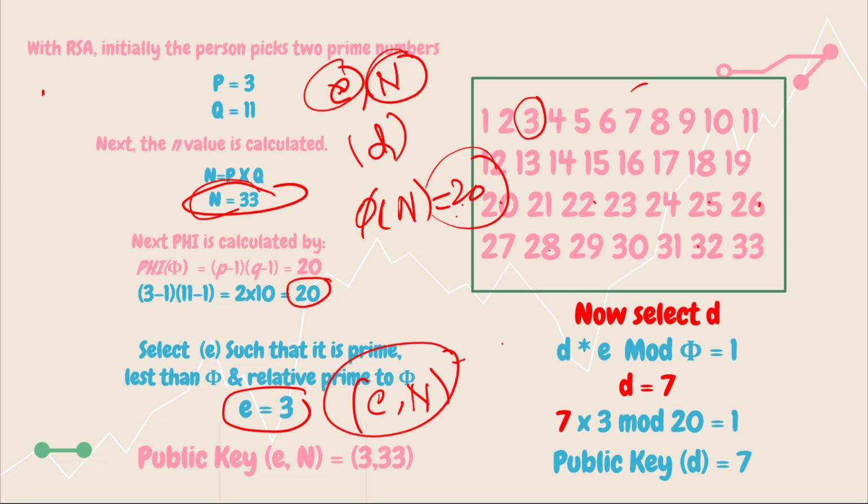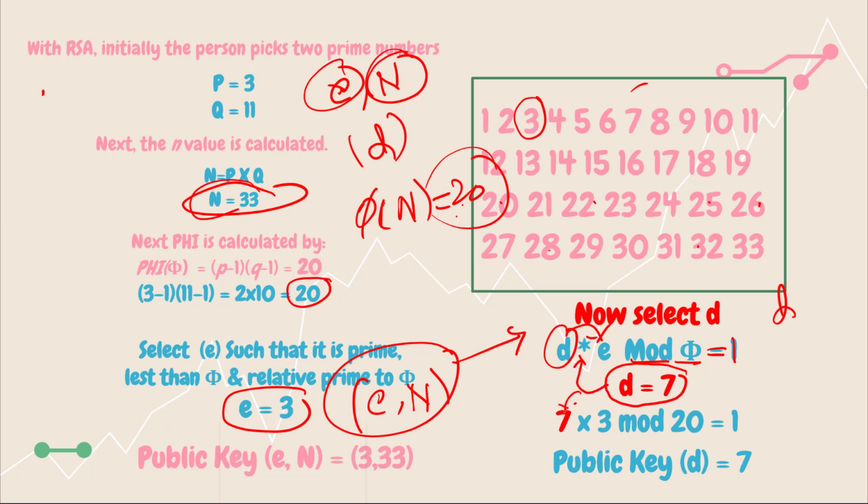Now we need to find our private key. In order to select the private key, which is D, the condition is that if I multiply D by E and apply the modular operation with phi, that is D times E mod phi, it must be 1. That's the condition in selecting D. Let's say, for simplicity, I select D as 7. Let's see if D equal to 7 satisfies this condition.